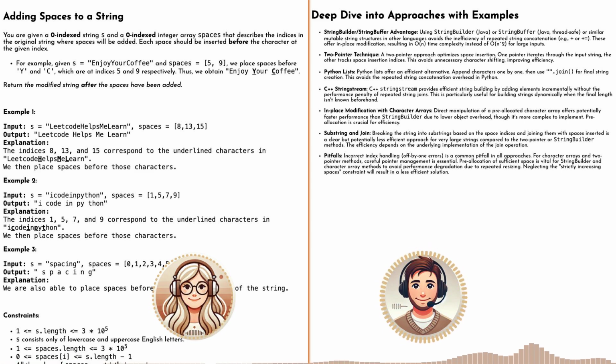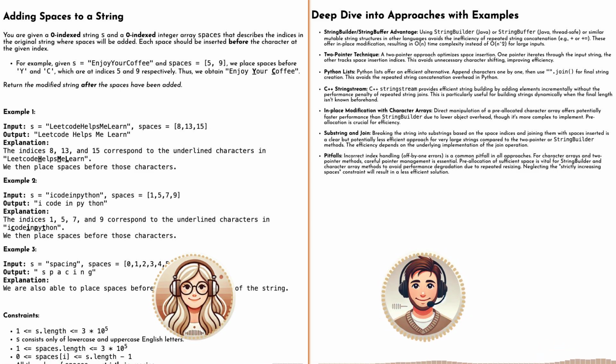So when we hit Y at position 5, that's when things get interesting. You got it. Since 5 matches our current space index, we first add a space to the string builder, and then we add the Y. Okay. We also need to increment our space index to 1. So it's now pointing to the next space we need to add, which is 9. Okay, I'm seeing the pattern here.